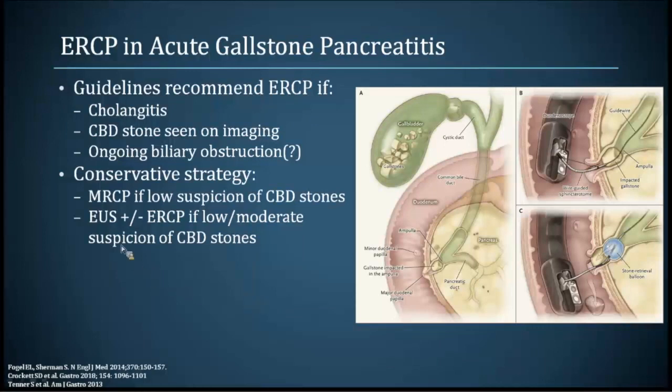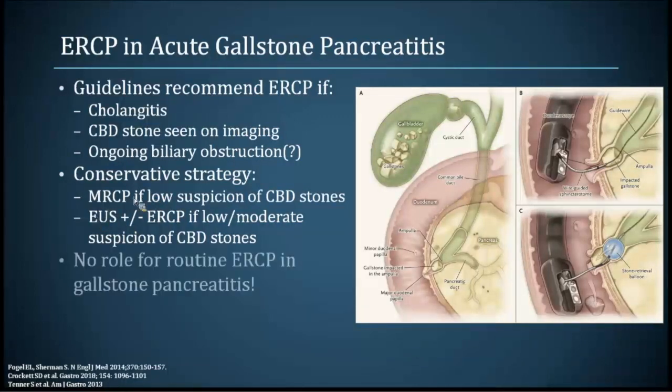The reason we'll do that approach is if your pre-test probability is so high, the MRCP is not a great enough test to sort of definitively knock that risk to zero. EUS is a superior test to look for CBD stones. There is no role for routine ERCP in gallstone pancreatitis, and numerous studies have supported this point. So if they come in with gallstone pancreatitis, no reason to go and intervene. That tends to resolve anyway.